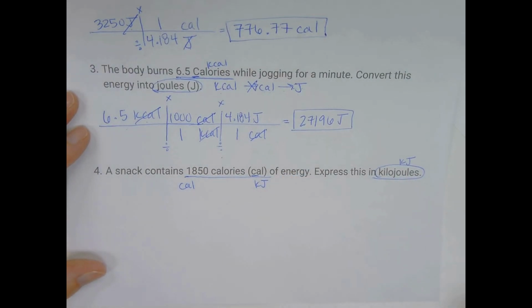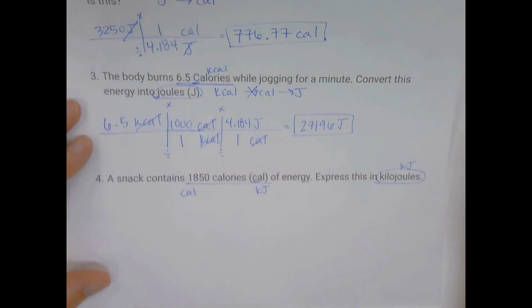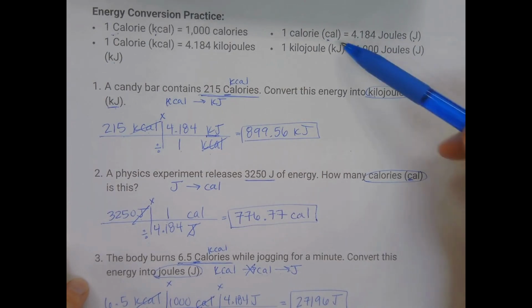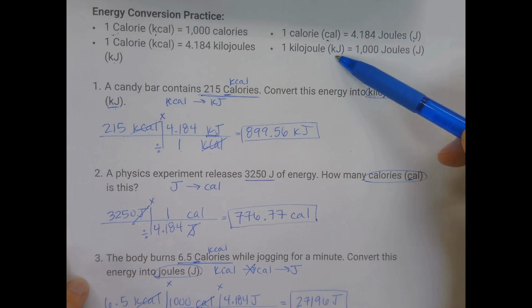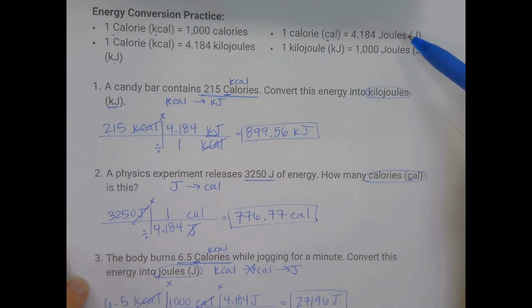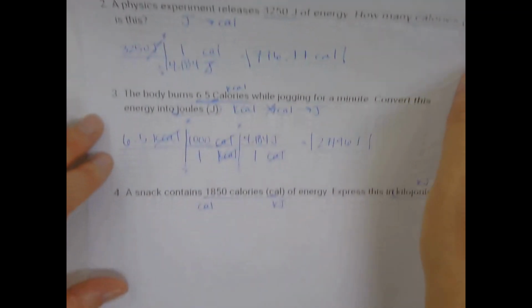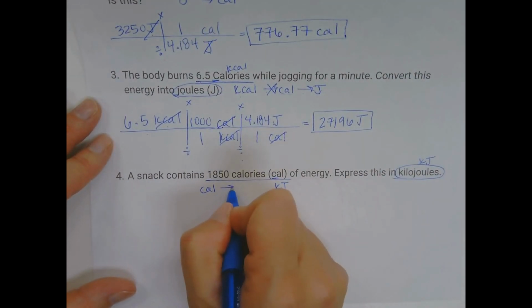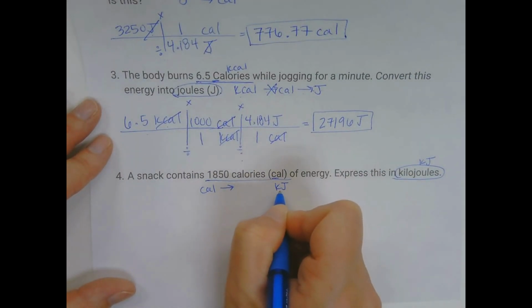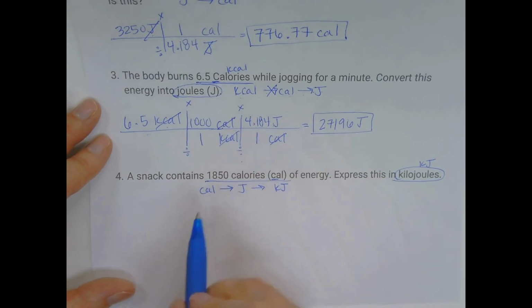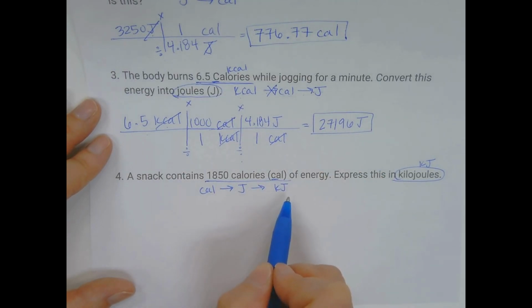Okay, and I don't have anything in my conversion factors up here that goes directly from the little calories to kilojoules. So I'm going to have to stop somewhere first. I'm going to go from calories to joules and then from joules to kilojoules, okay? And you could take a different route and go to kcal and then kilojoules. You'd get the same answer. But I'm going to go from calories to joules and then from joules to kilojoules.